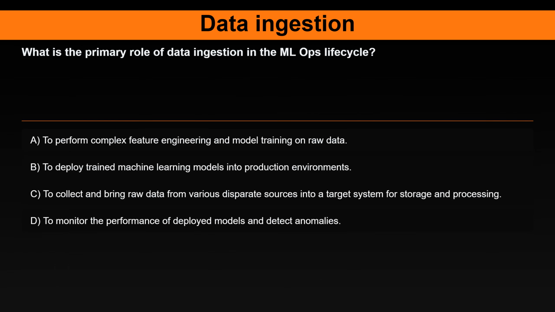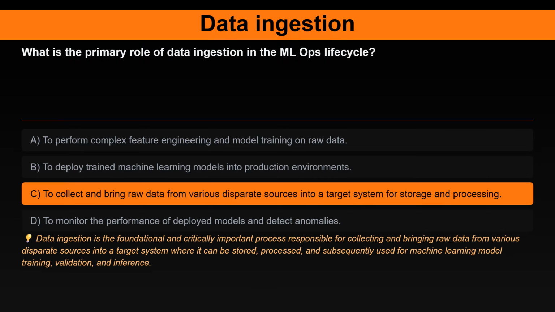Question 13. What is the primary role of data ingestion in the MLOps lifecycle? Option A, to perform complex feature engineering and model training on raw data. Option B, to deploy trained machine learning models into production environments. Option C, to collect and bring raw data from various disparate sources into a target system for storage and processing. Option D, to monitor the performance of deployed models and detect anomalies.